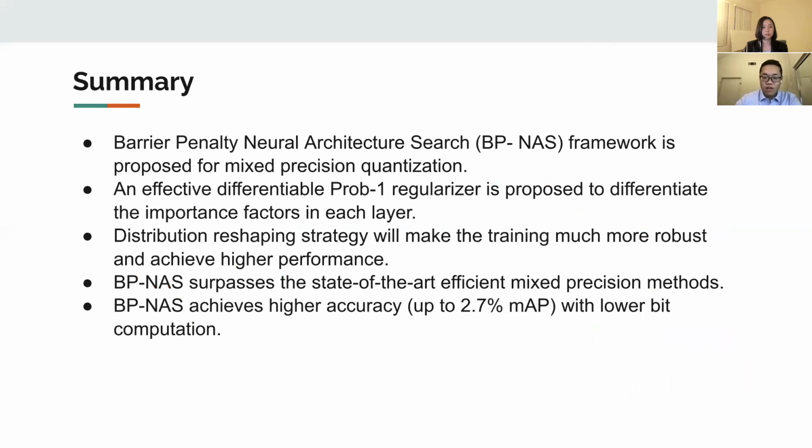To summarize this paper in general, 3 ideas are discussed. A novel barrier penalty neural architecture search is introduced for mixed precision quantization, which ensures all searched models in the valid domain meet the requirements. To meet the requirements, the Prop1 regularizer is proposed to differentiate the importance factor in each layer. The distribution reshaping strategy makes the training much more robust and achieves better performance. Extensive experimental data also validates this research compared with the original NAS. This new BP-NAS can not only speed up the search process, but also reach higher accuracy.